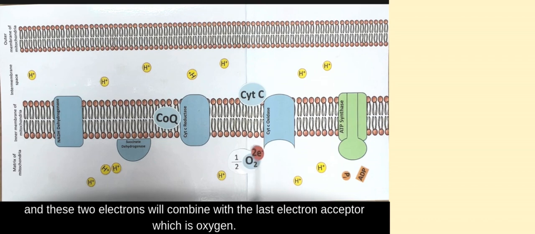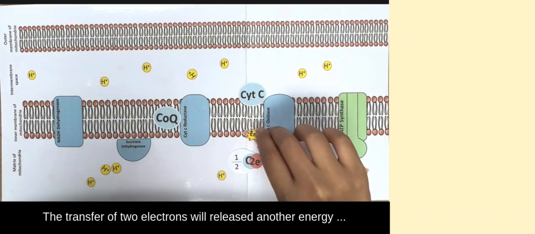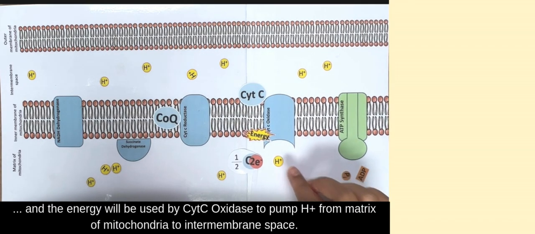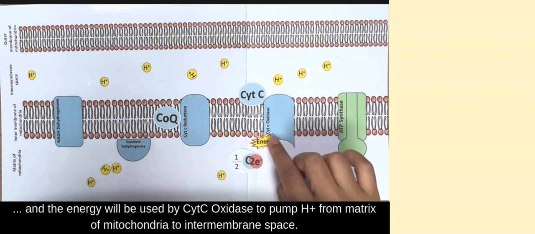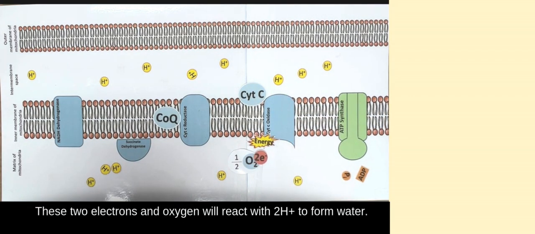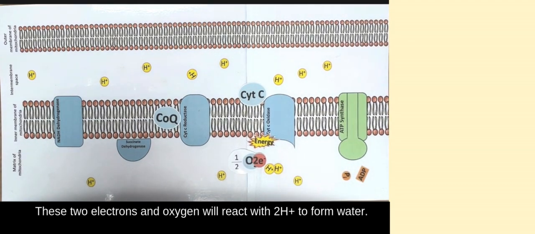the last electron acceptor, which is oxygen. The transfer of 2 electrons will release another energy, and it will be used by cytochrome C oxidase to pump hydrogen ions from the matrix of mitochondria to the intermembrane space. These 2 electrons and also oxygen will combine with another 2 hydrogen ions to form water.